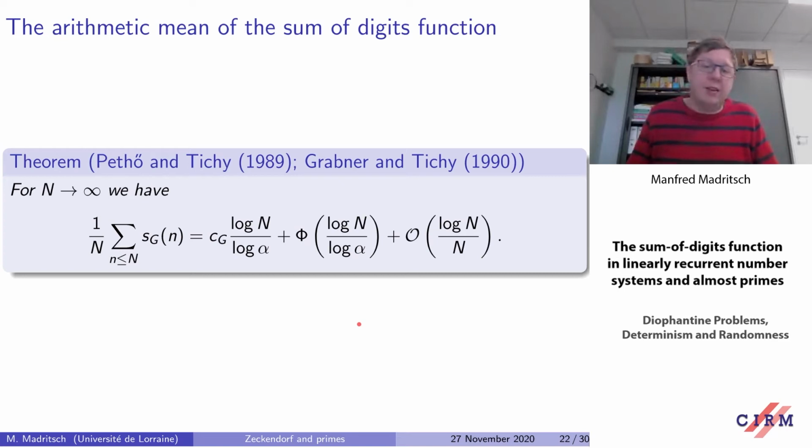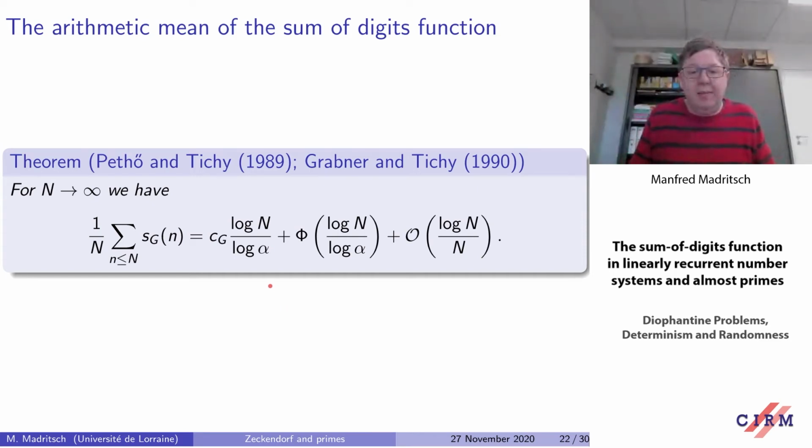And the story here starts in the late 80s, with Pethő, Grabner and Tichy, and they showed that the arithmetic mean of the sum of digits function along the positive integers is as one expects. This coefficient depends on the linear recurrence. And here I didn't say what alpha is. Alpha is the dominant root of the characteristic polynomial. And so for the Zeckendorf expansion, it's the golden mean.